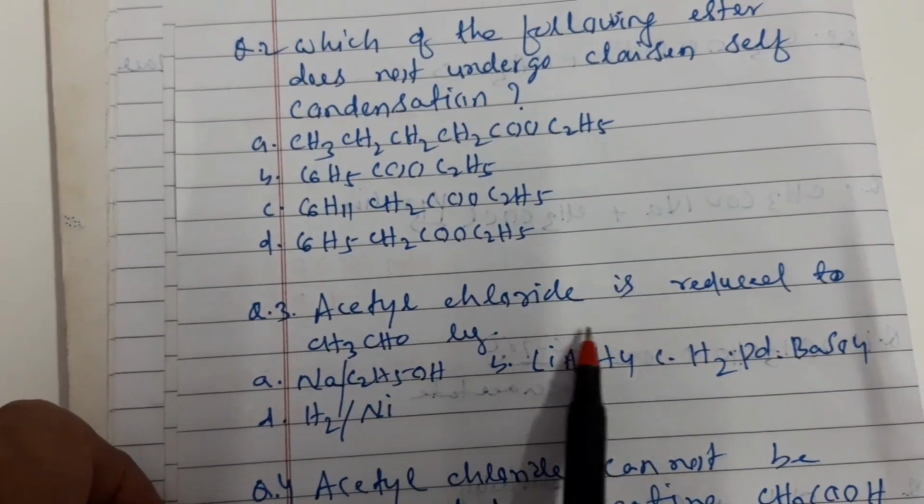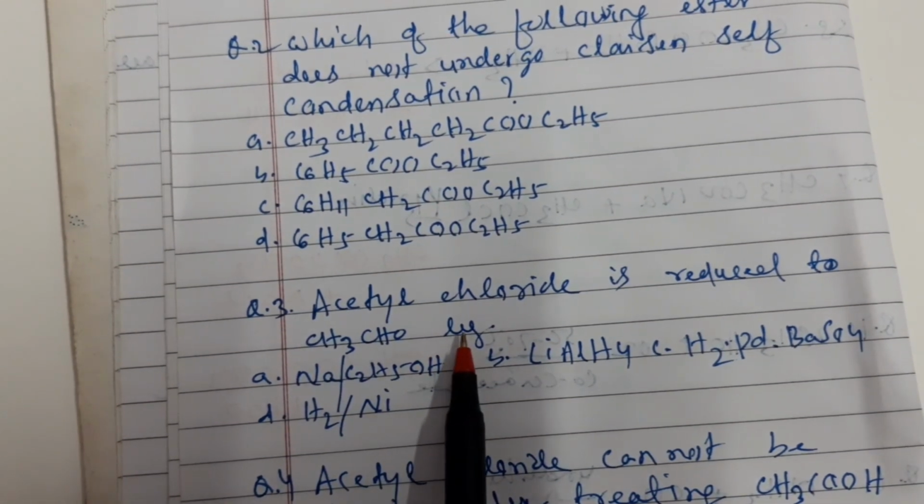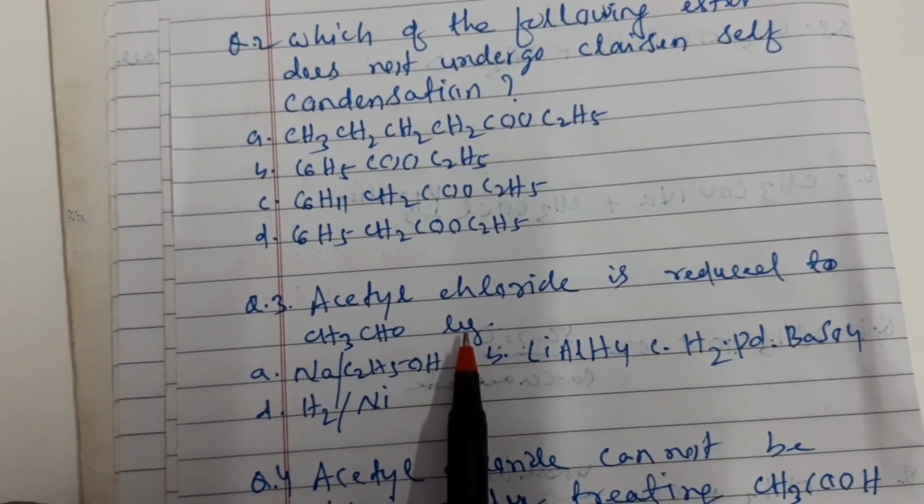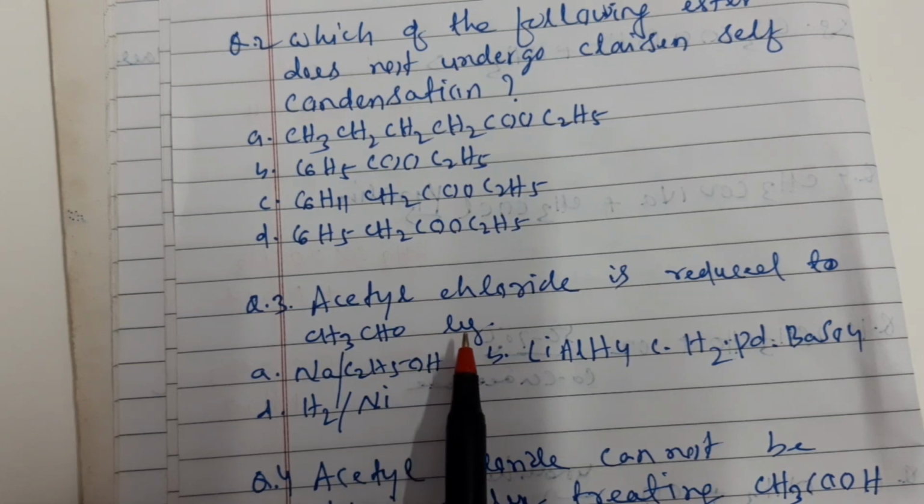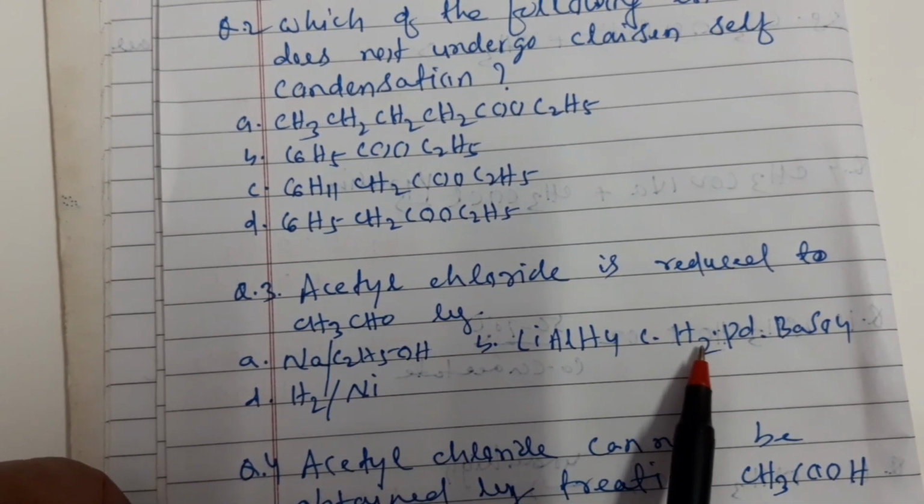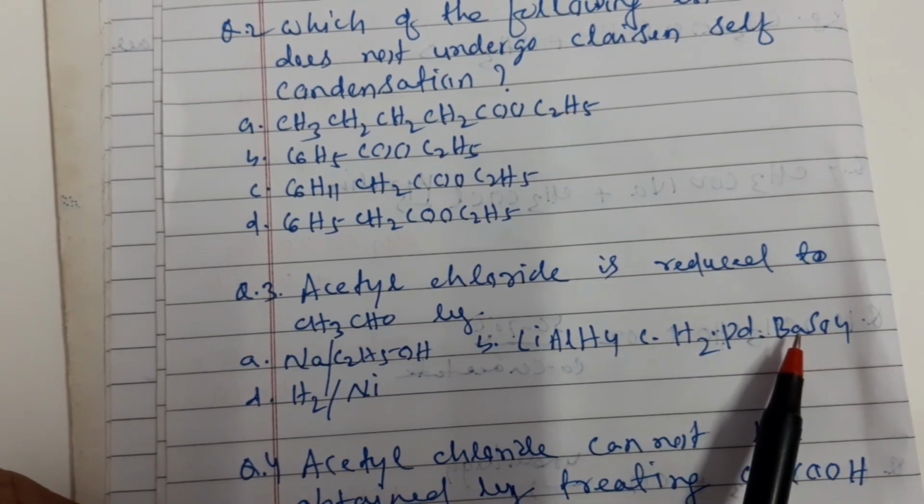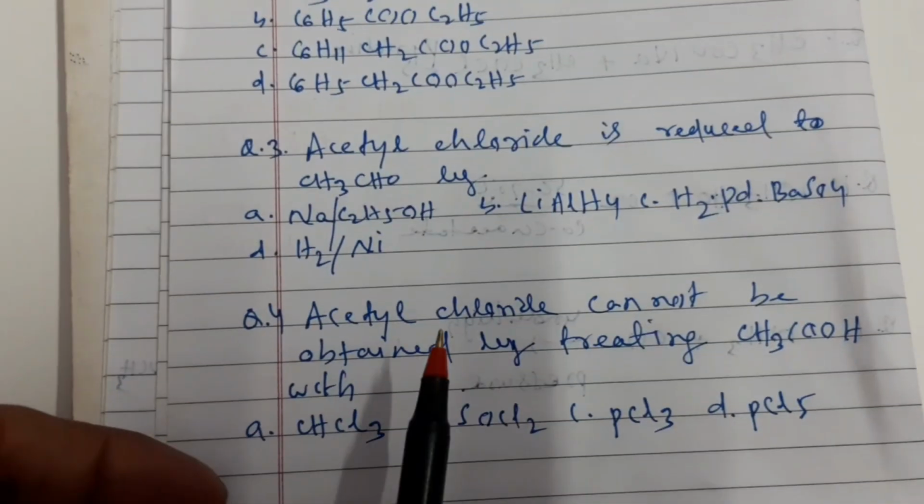Next question. Acetyl chloride is reduced to acetaldehyde by which reagent? In the aldehyde chapter, we already discussed this reduction process in a video. It is the reaction in the presence of hydrogen, palladium and barium sulfate. This is known as Rosenmund reduction. We discussed it already.